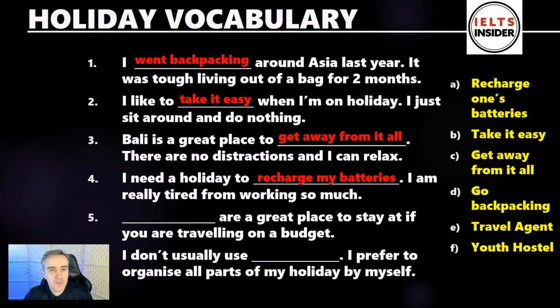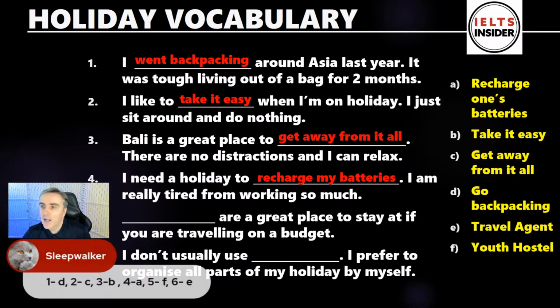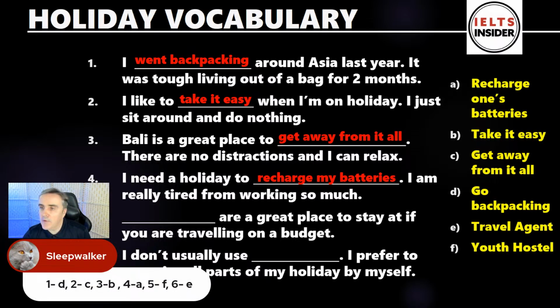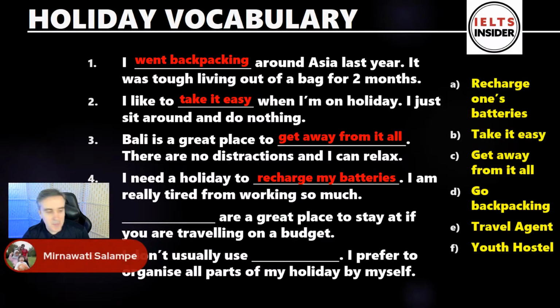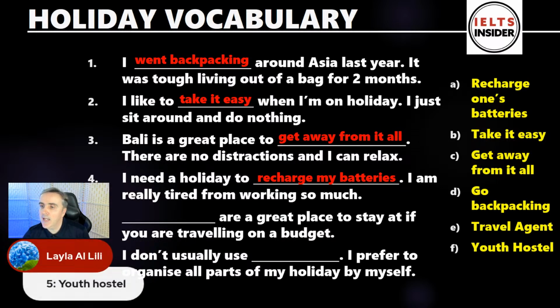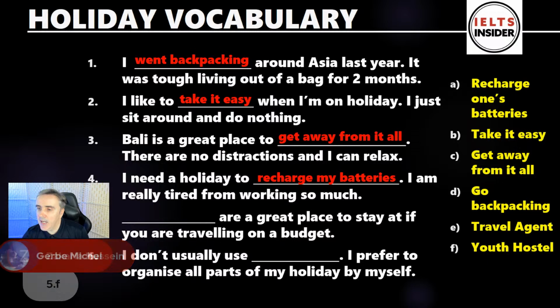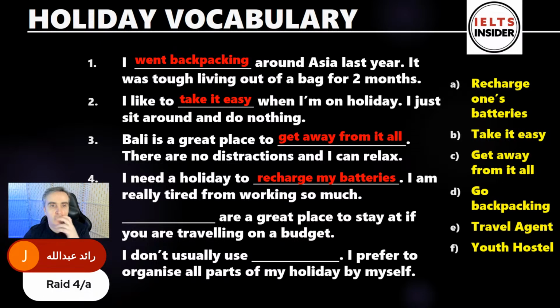Number 5, something or a great place to stay at if you are traveling on a budget. So what did we have here? Sleepwalker, yep, youth hostel. Layla, youth hostel. Good. Mirnawati, youth hostel. Salma, youth hostel. Layla, youth hostel. Excellent. So, any others? Yep. Zakaria and Gerb as well. And Raid. Oh, that was for number 4. Raid got that one correct.